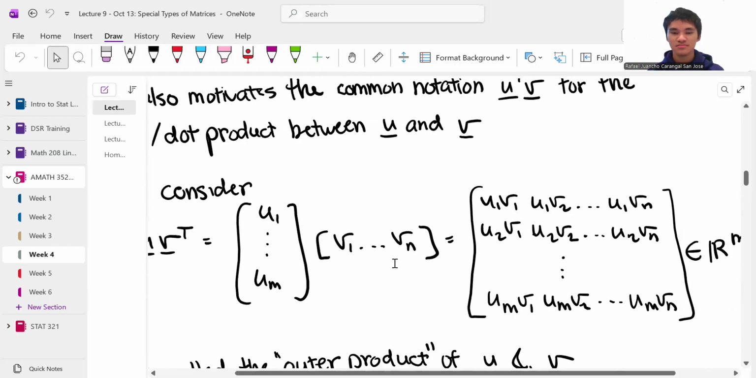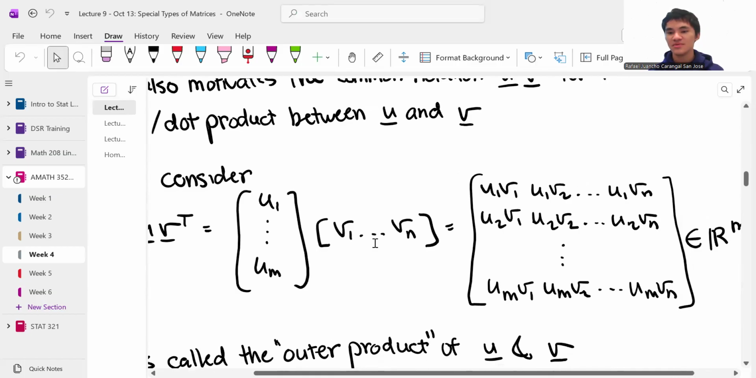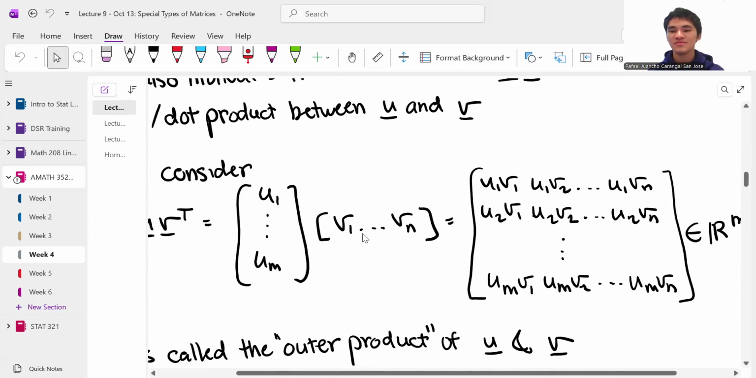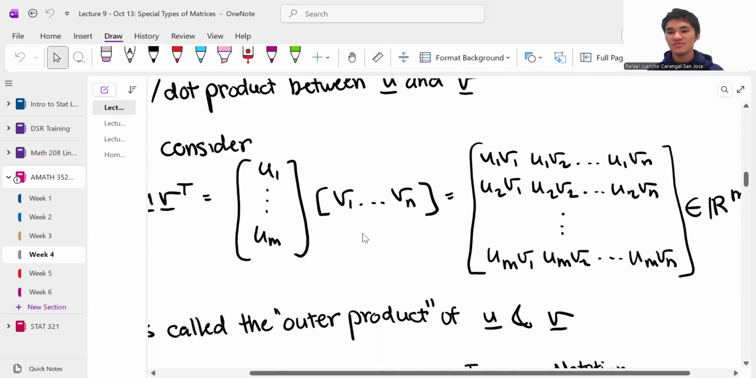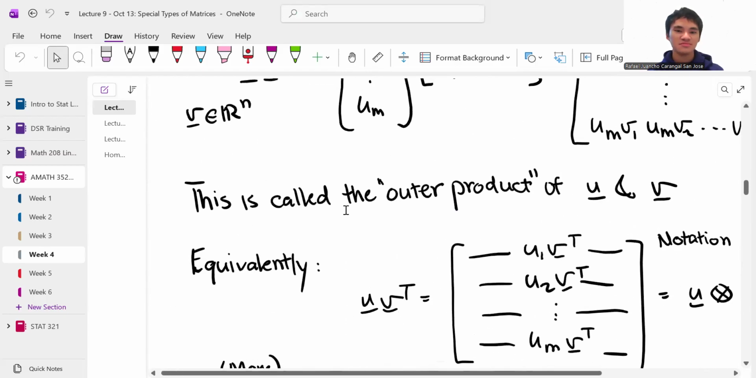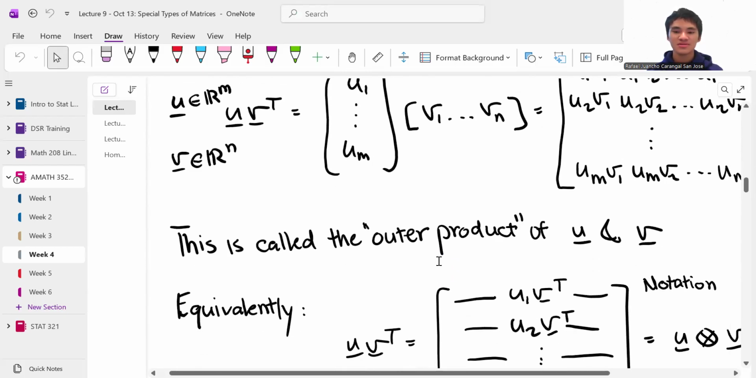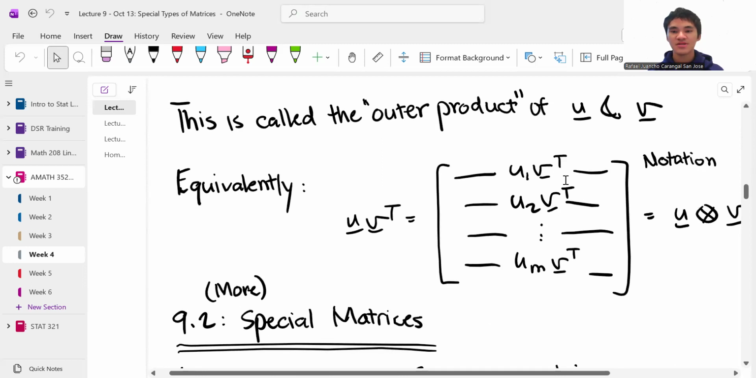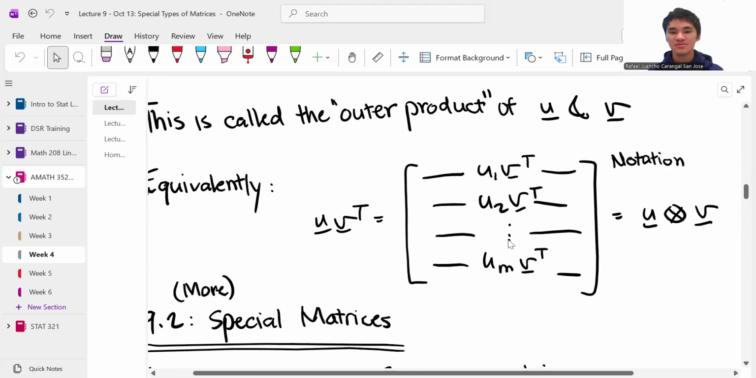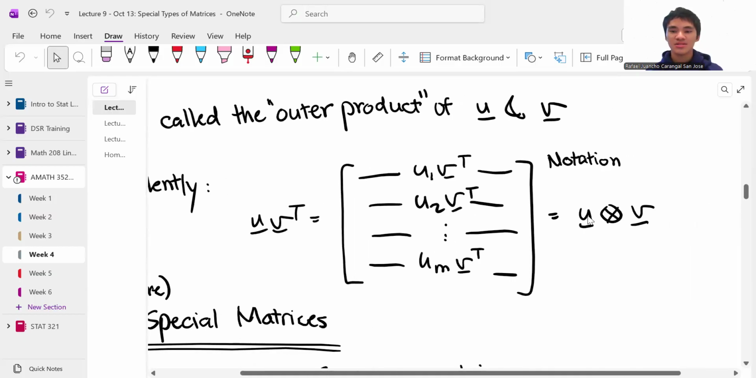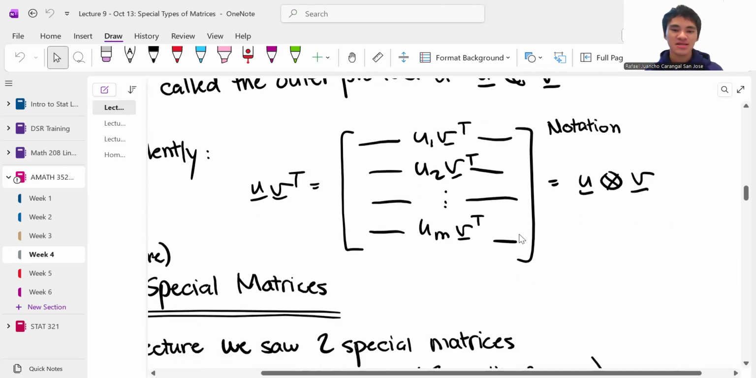Interesting. So we would multiply u1 to this whole row vector, multiply u2 to this whole vector, and then keep doing it again and again, up to um, to this whole vector. And we would get a matrix, right? I think that's pretty interesting. And what is this? This is the outer product. So it's u sub 1 v transpose, u sub 2 v transpose, u sub m v transpose. And there's this notation that we've probably seen in textbooks, the one with that circle with an X inside.